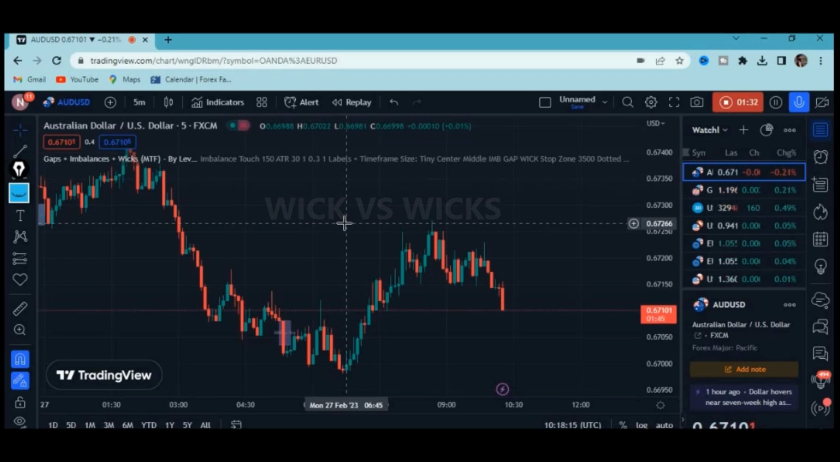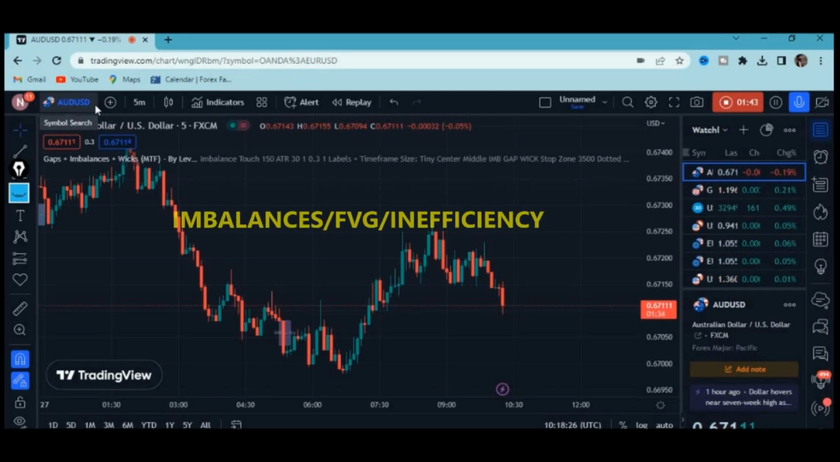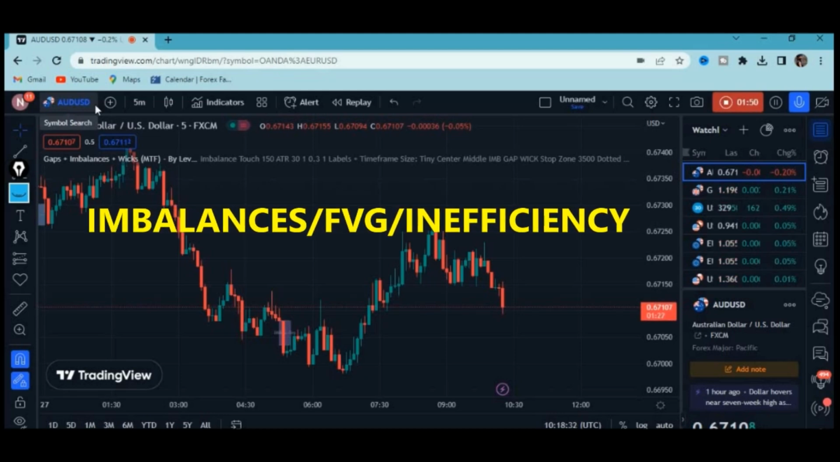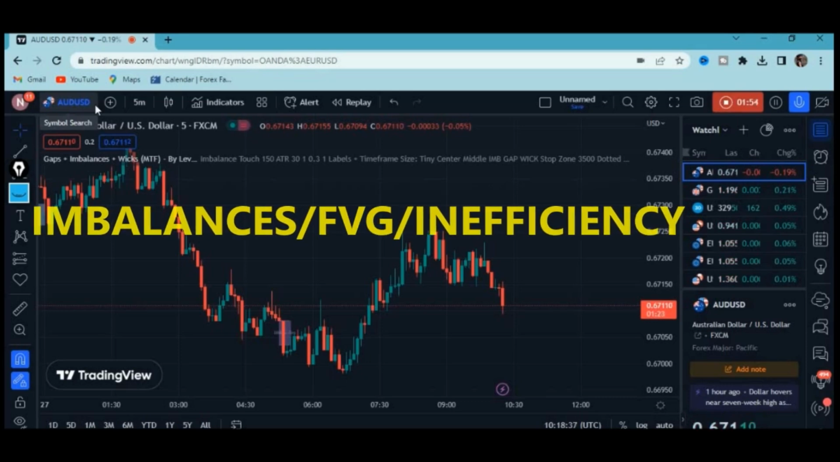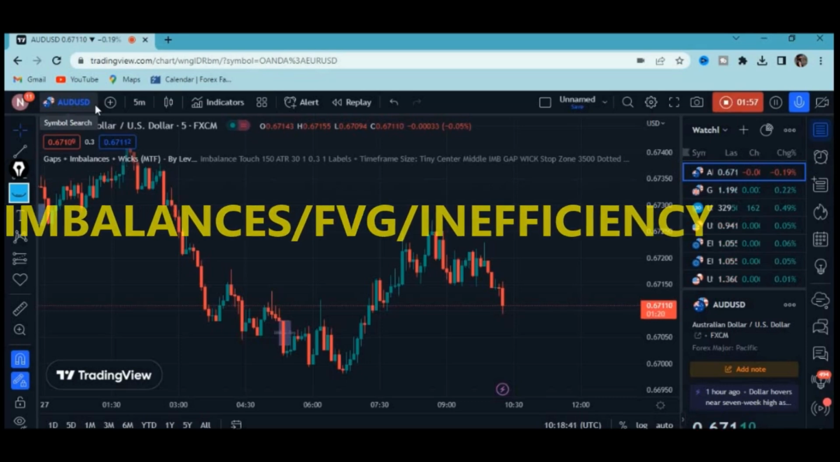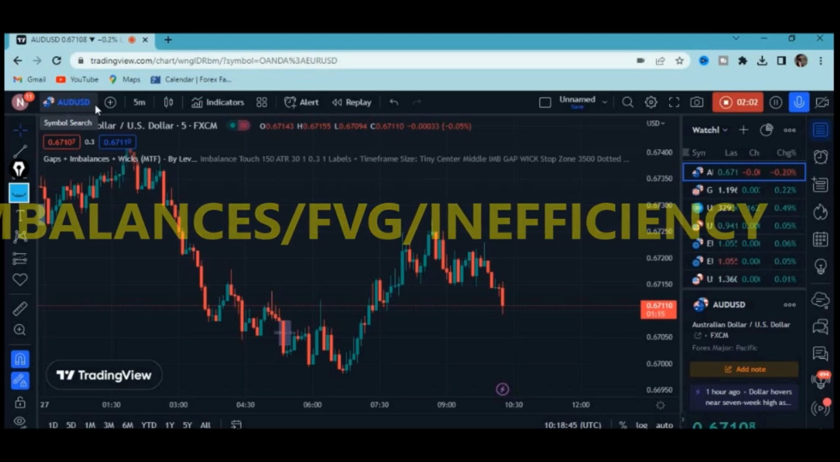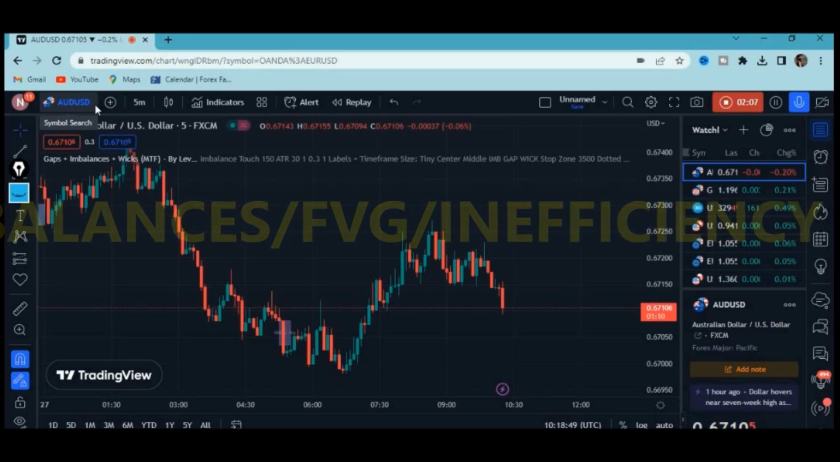Let's talk about imbalances. I know most of you know about imbalances in the market. Imbalance is the same as what we call value gap or inefficiencies in the market. The imbalance pattern in this video consists of 3 candlestick patterns. Number 1 is the candle before the sharp move, the second candle is the candle of the sharp move itself, and the third candle is the candle after the sharp move. That's what shows the imbalance, or the FVG, or inefficiencies in the market.